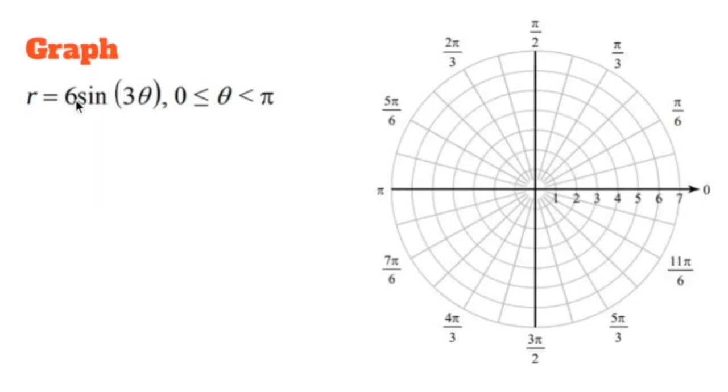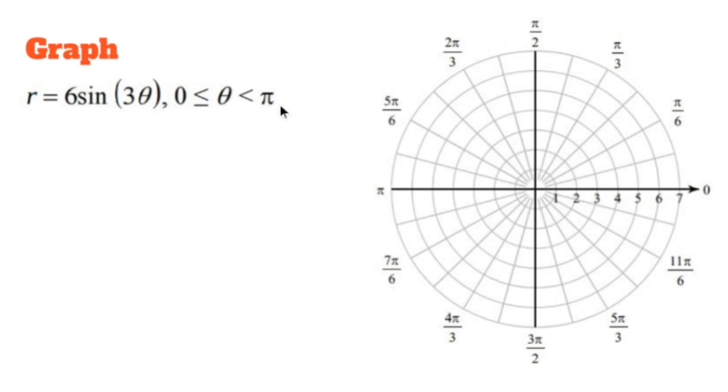Graph r equals 6 sine 3 theta, where theta is in between 0 and pi. Polar graphs are gorgeous. They're the most beautiful graphs that you see in math. They're also a nightmare to create, because you have to put all these points all over the place, but when you finally connect things together, it just looks so very good.